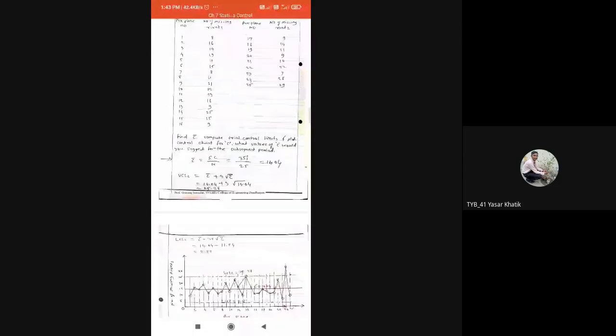Here they have said: find the C bar chart, the C chart, compute the trial control limits and plot the control chart for C. Specifically, they have asked for the C chart. So again we have to go for the formula for the C chart.